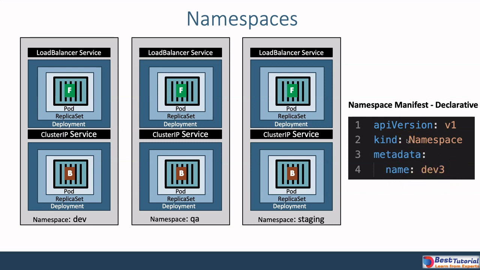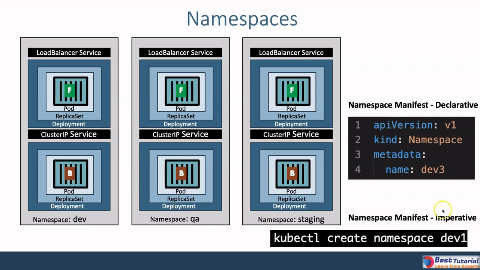If you want to do it in an imperative way, again it is very, very simple, which is kubectl create namespace dev1. That's all. So this is a very high level introduction to namespaces. In our next lecture, we'll go ahead and create applications in dev1 and dev2 namespaces, understand it better, and get our hands on with these namespaces. So I'll see you in the next lecture. Until then, bye bye. Thank you.